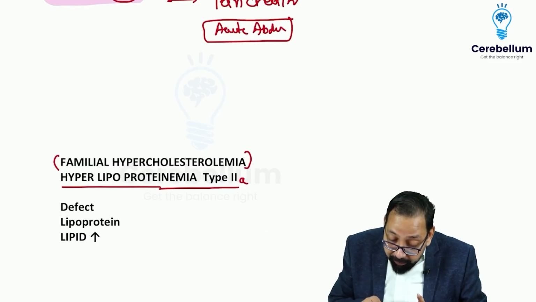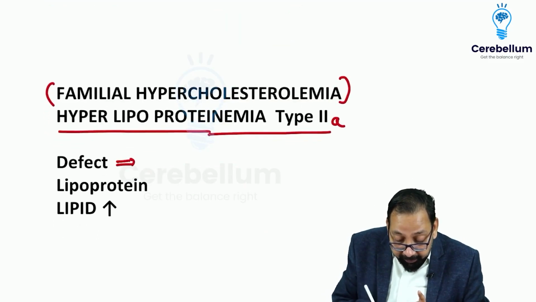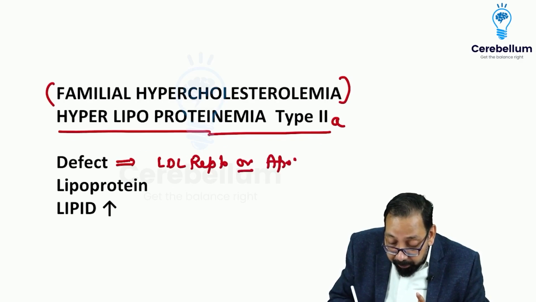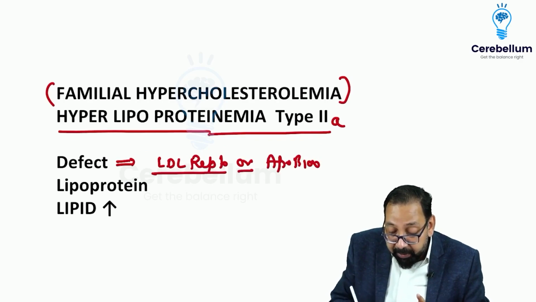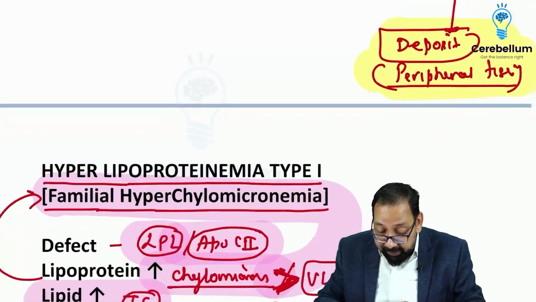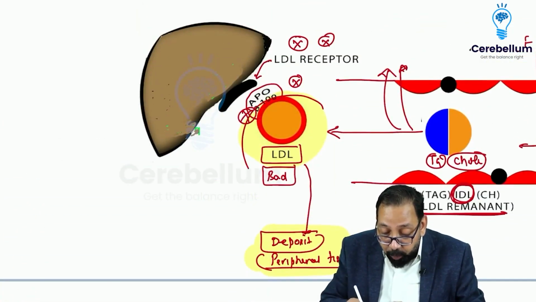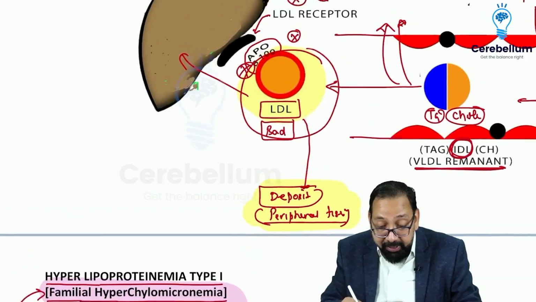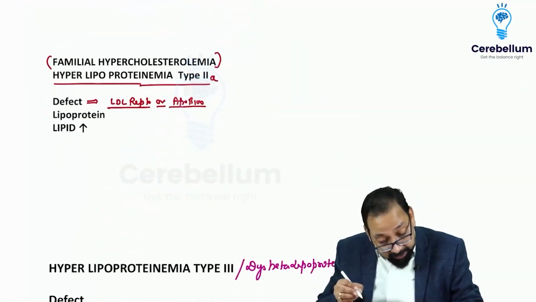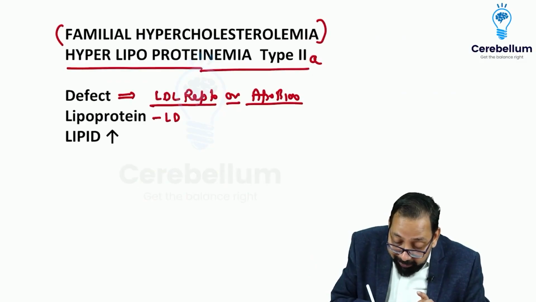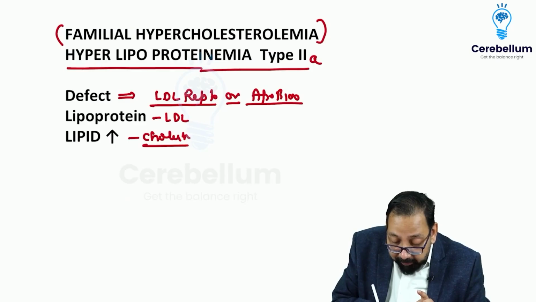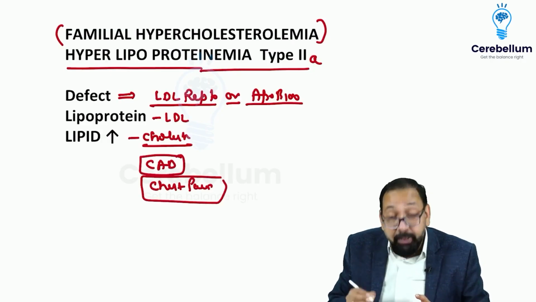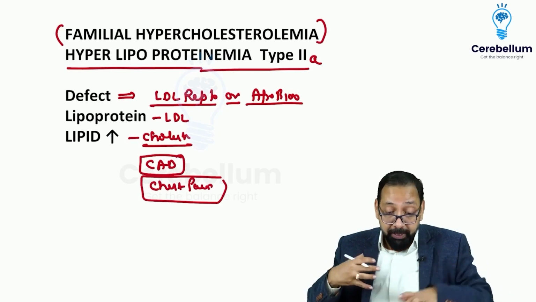Why? Because in type 2A hyperlipoproteinemia, there is a defect in LDL receptor or ApoB100. So when LDL receptor or ApoB100 is defective, LDL will not be taken from the blood by liver. So LDL will increase. LDL contains bad cholesterol and it causes coronary artery disease, chest pain. So mnemonic: chest R2. So type 2, chest pain.